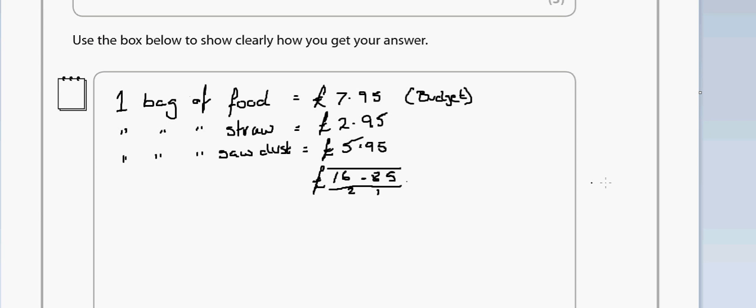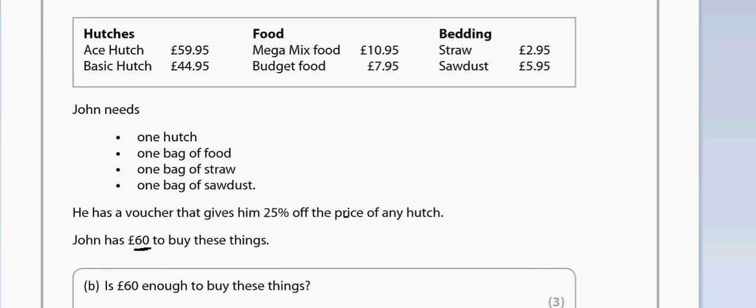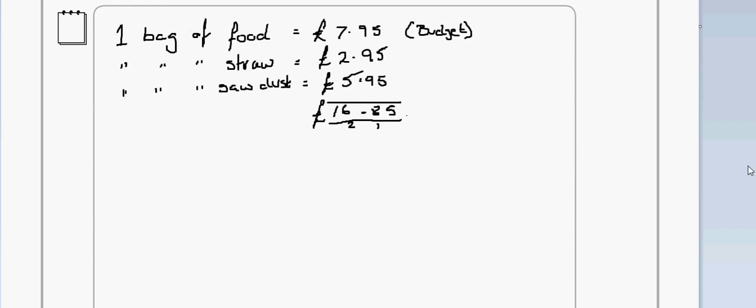Okay, so what we need to do now is to find out if he can afford the hutch. So if we go to say the basic hutch, this would be £44.95. Okay, so the basic hutch is £44.95. Okay, now he gets 25% discount.